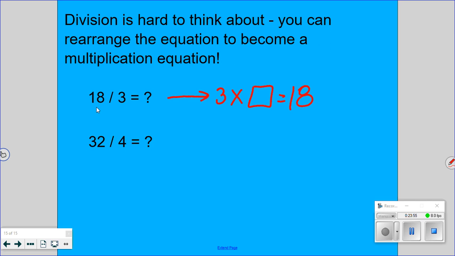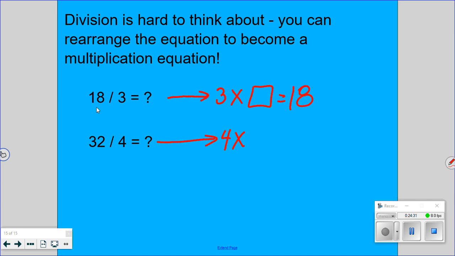Let's try another one. Write 32 divided by 4 equals box or equals mystery. We're going to turn that into a multiplication equation. Do I know the number of groups? Because I know with multiplication I gotta have groups. Do I know the number of groups? Mav, you're over there saying yes. What is the number of groups? 4. I have 4 groups.